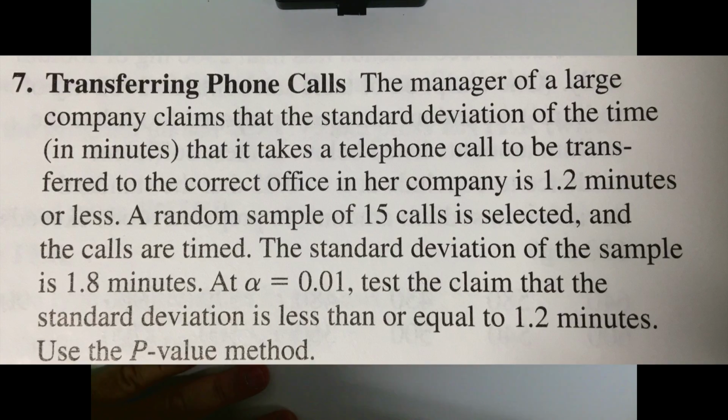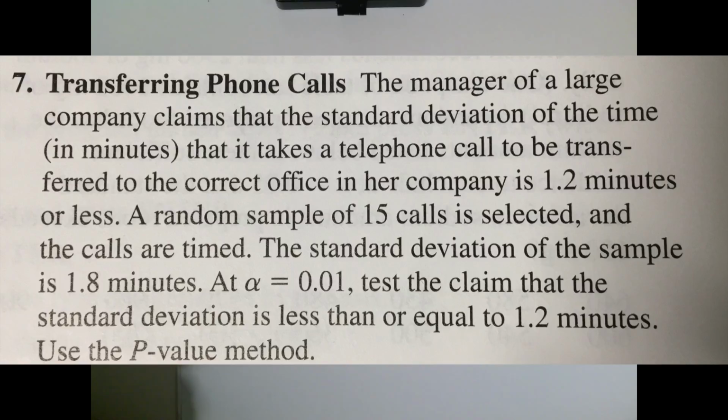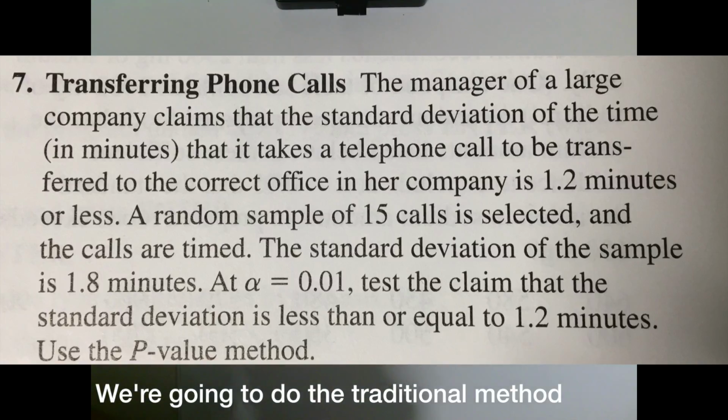Alright, now we're going to try one where we're going to do the test of a variance or standard deviation. This one I think is standard deviation. Transferring phone calls. The manager of a large company claims that the standard deviation of the time in minutes that it takes a telephone call to be transferred to the correct office in her company is 1.2 minutes or less. A random sample of 15 calls is selected and the calls are timed. The standard deviation of the sample is 1.8 minutes. At alpha equals 0.01, test the claim that the standard deviation is less than or equal to 1.2 minutes.